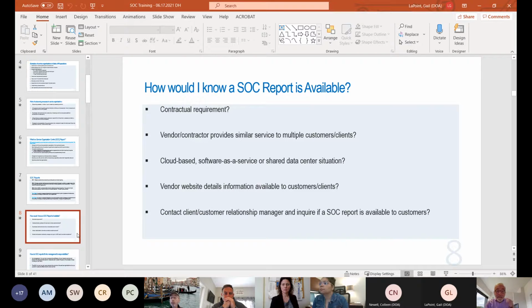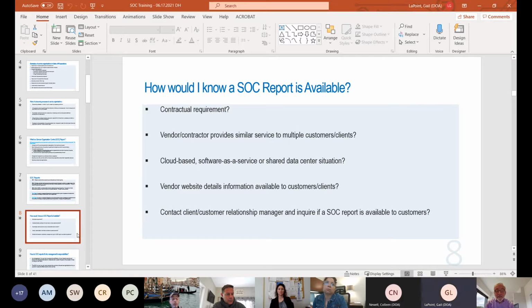So it might be outlined in the contract. A common one is that a vendor or contractor provides similar services to multiple customers and clients. A good example was our EBT providers. They exist for that purpose, to provide EBT, electronic benefit delivery systems, to multiple clients. So that would be a common situation. They've built a platform, multiple customers use that platform, and then it's efficient for them to get a SOC report on their operation, so that they can provide it to their multiple customers.